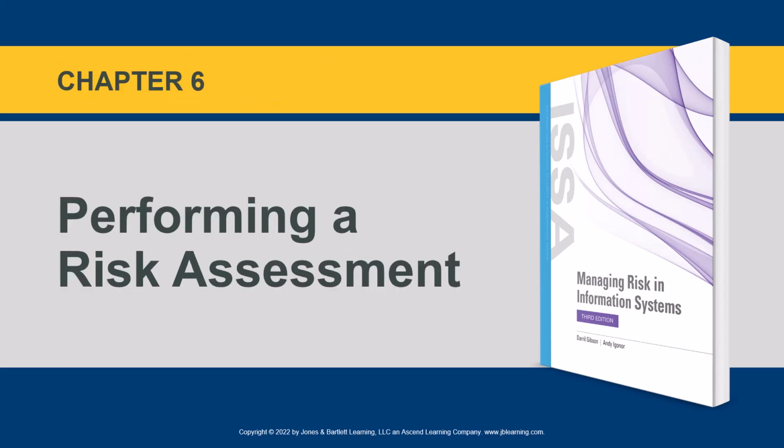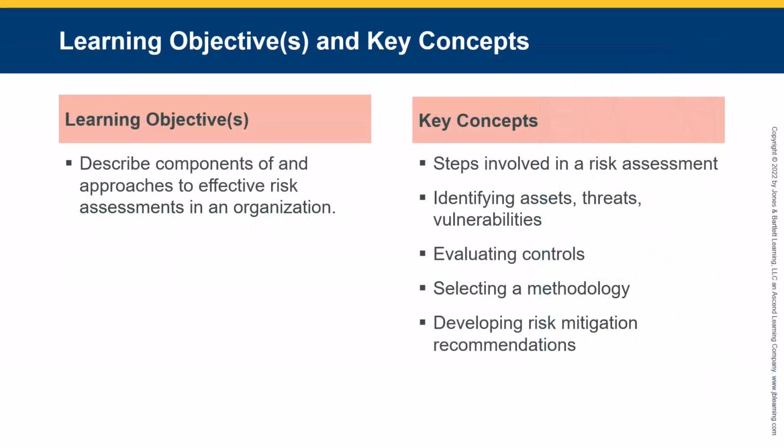Chapter 6, Performing a Risk Assessment. So in this module, we're going to be describing the components of effective risk assessment to an organization. We're going to be looking at key things such as the steps involved in risk assessment, identifying assets, threats, vulnerabilities, evaluating controls, selecting the appropriate methodology, and developing a risk mitigation recommendation process.